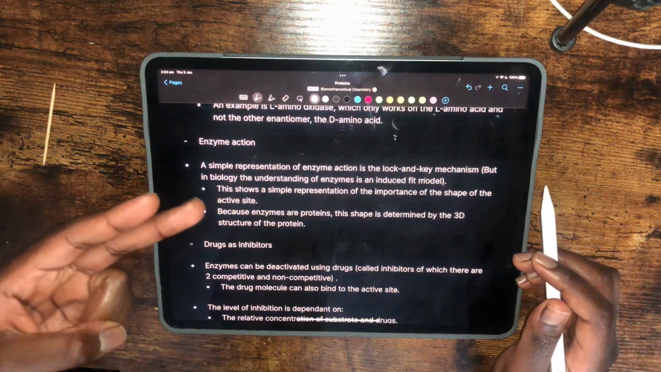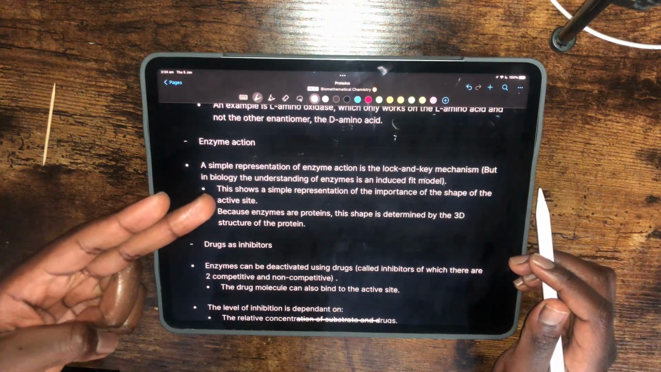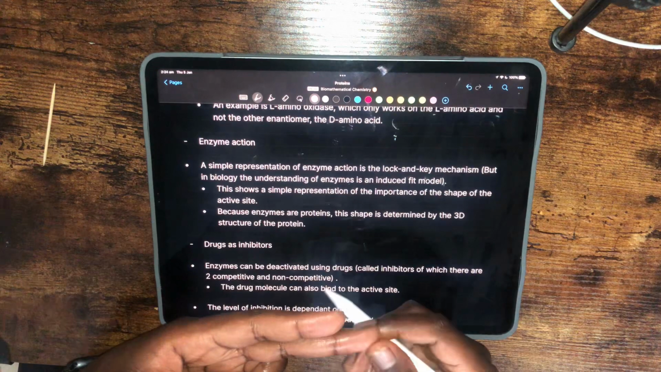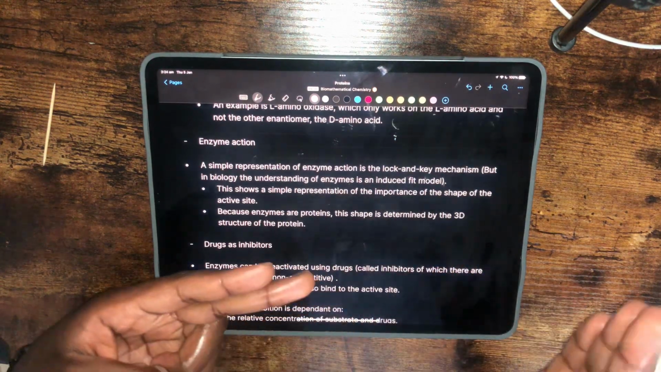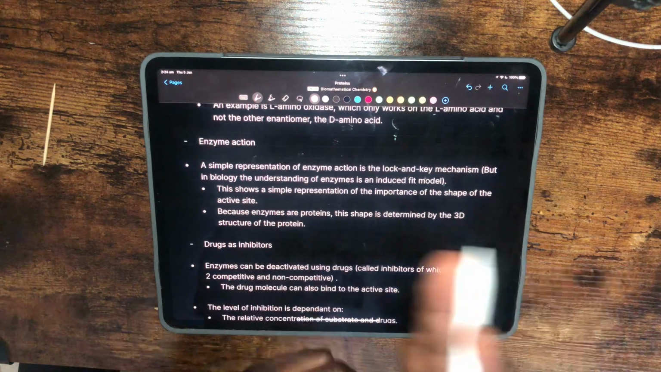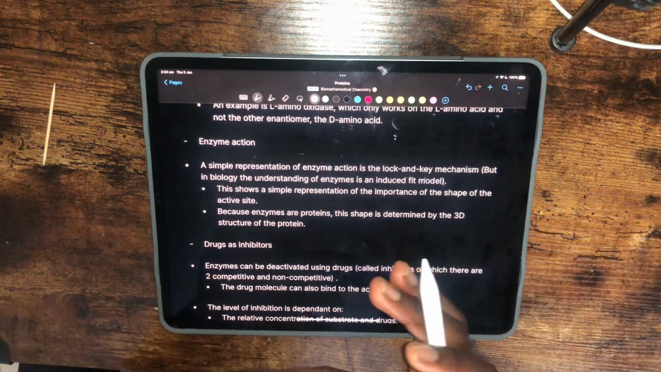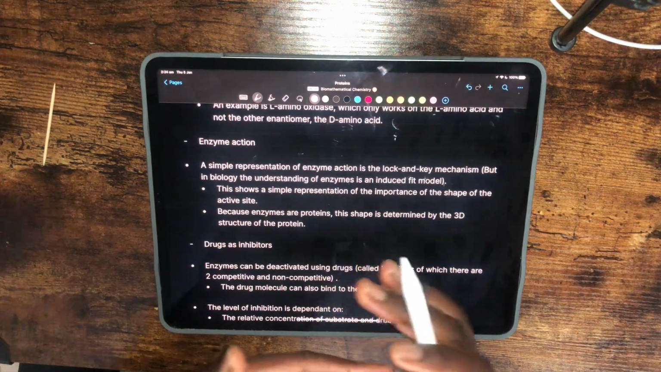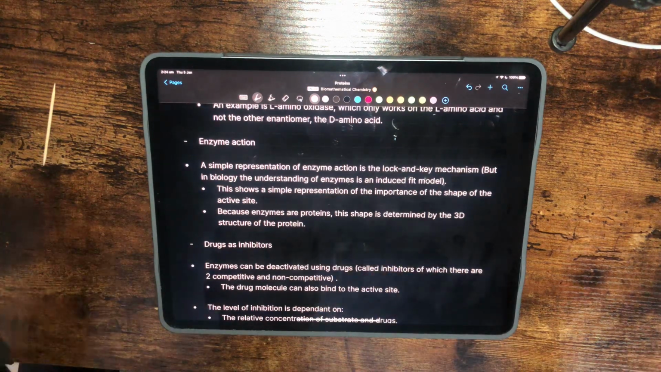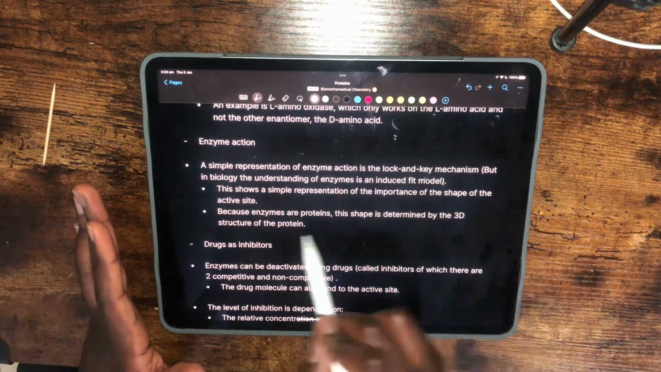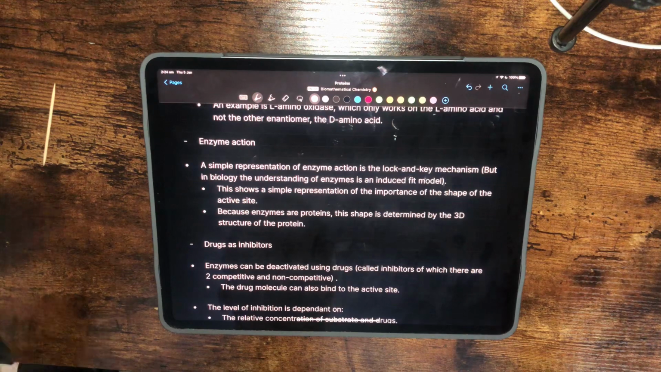So a key acts as the enzyme, and the specific part of the key that binds to the lock is like the active site. The specific part on the lock where the key will bind is the substrate, the binding site of the substrate, you could say. So that's how we want to think about it. This shows a simple representation of the importance of the shape of the active site, because if it wasn't specific, it wouldn't bind to it. No ES complex is formed. Because enzymes are proteins, this shape is determined by the 3D structure of the protein.